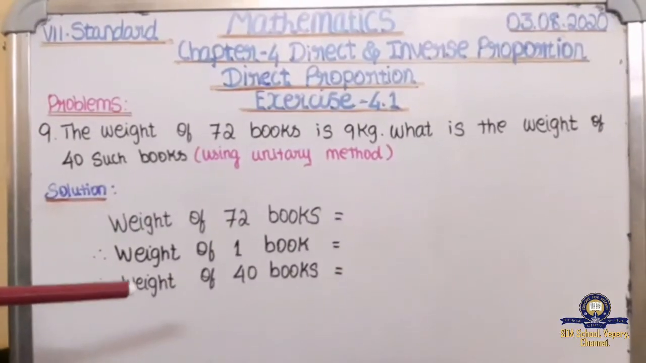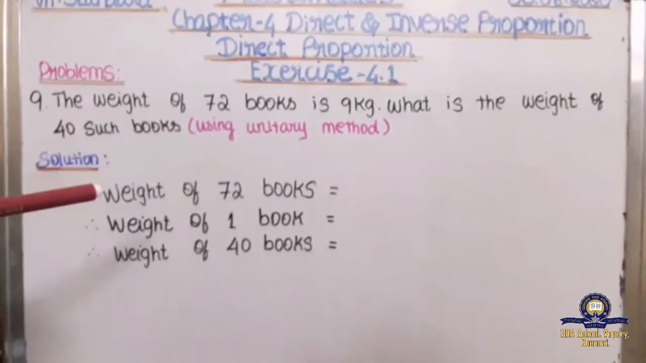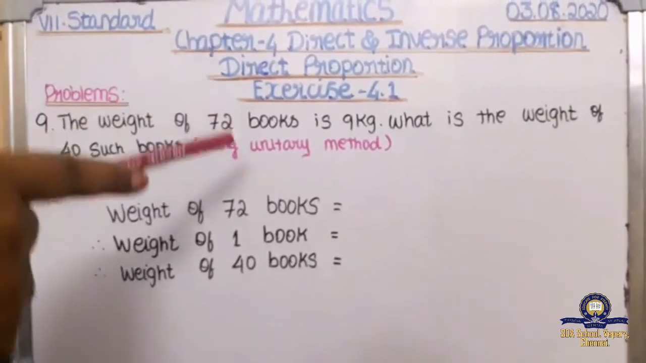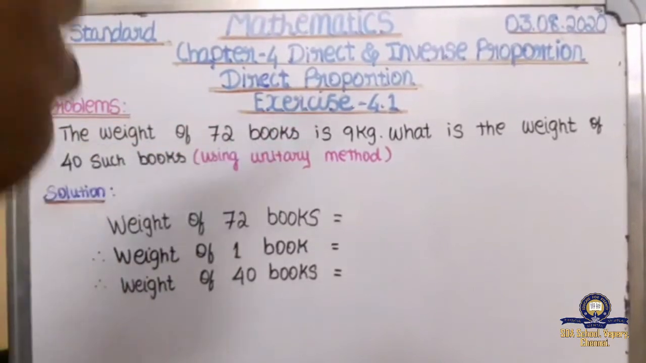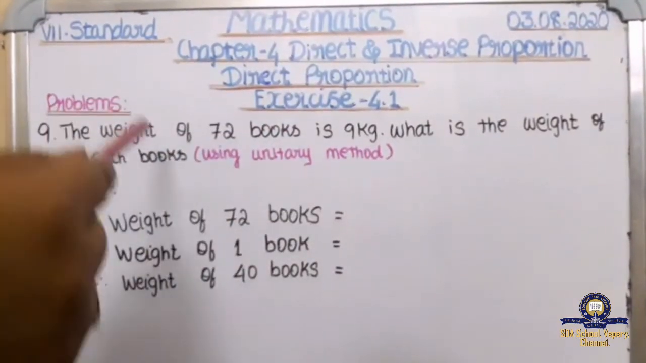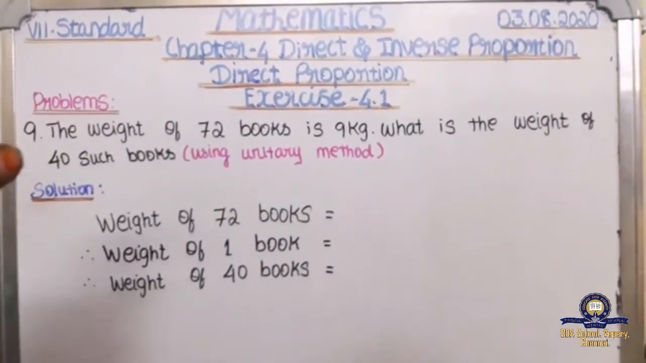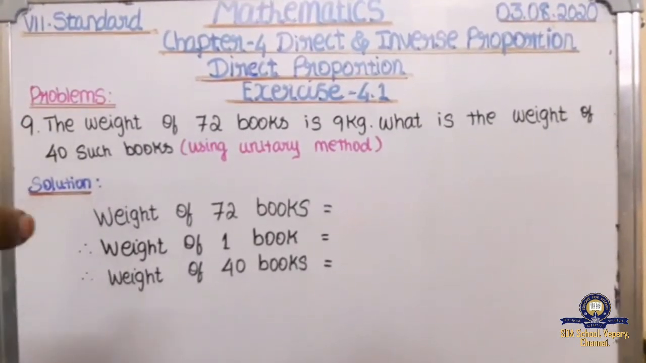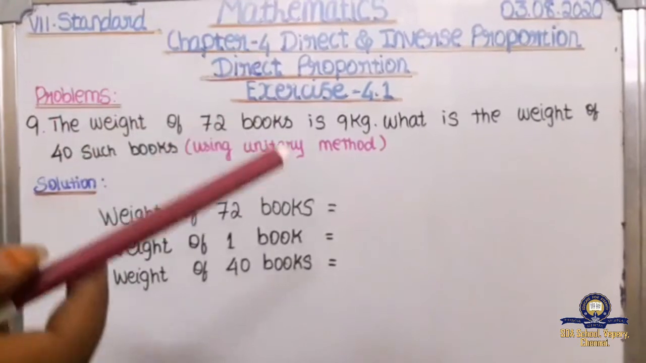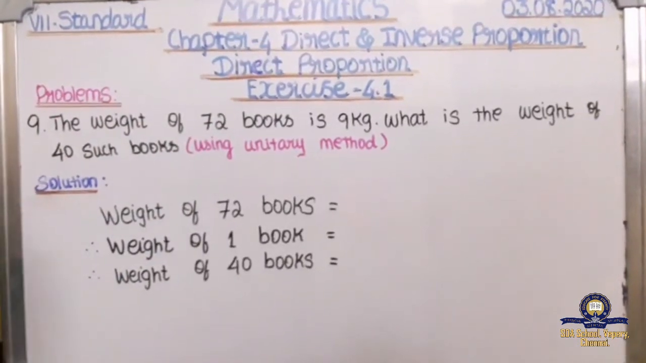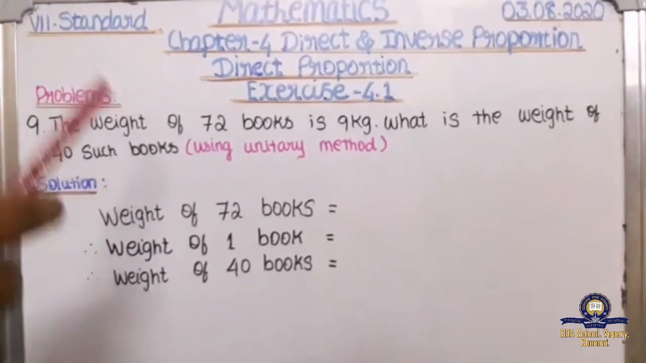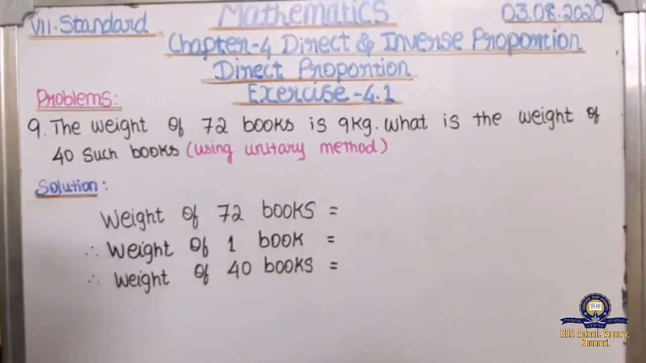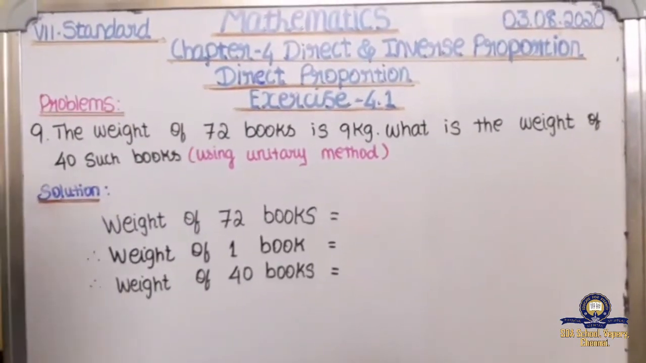Now we move on to our next problem. The next problem given here is: the weight of 72 books is 9 kilogram. Then what is the weight of 40 such books? If they give a problem like this, we can use the direct method, putting it in a table column, and we can find the weight of 40 such books. But here they mentioned to use the unitary method. So first we need to see what the unitary method is.